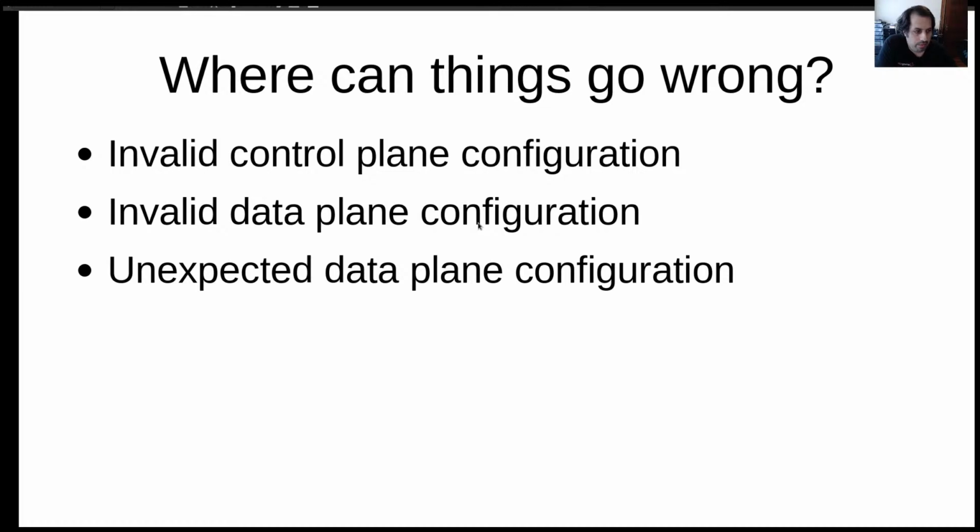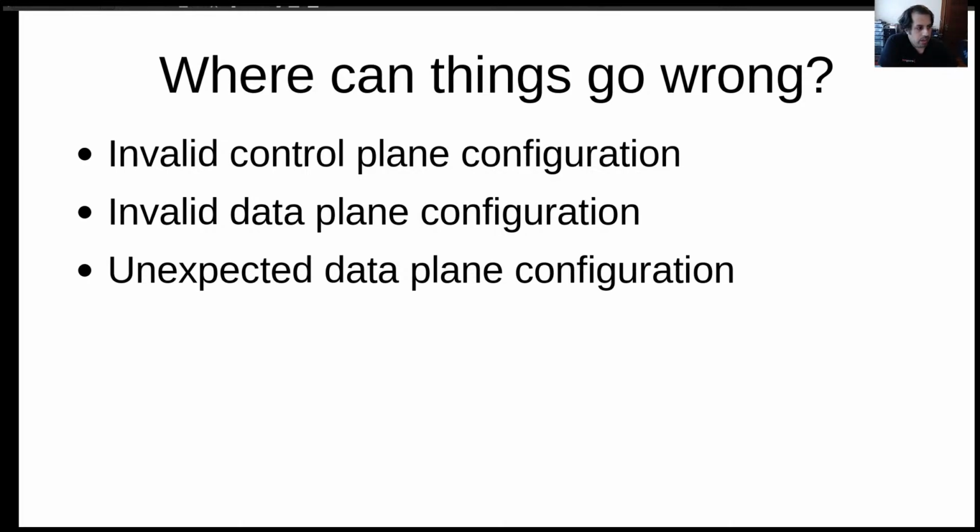Generally, the stuff I've seen in Istio that I need to debug falls into these categories. First, invalid control plane configuration. You create configuration objects in Istio. They can interact with each other, sometimes explicitly and sometimes implicitly. And you can actually create a configuration where each object on its own is valid, but together as a snapshot, it's not valid. So that's an example.